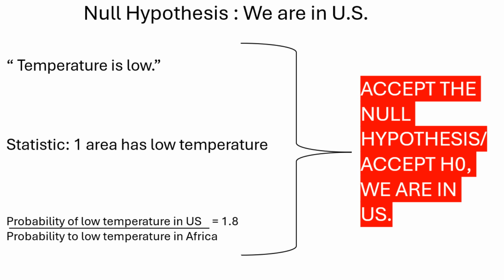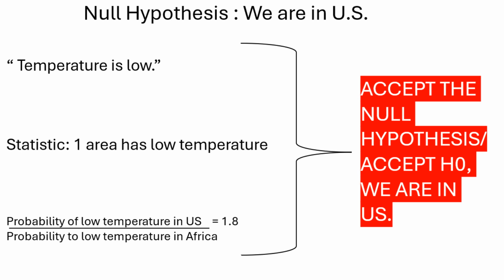In another case, the crux of the data can again be expressed in three different forms. The first is language: the temperature is low. The second is a statistic, which is a representative of the sample, that one area has low temperature, in the form of a digit or number essentially. And the third is the likelihood ratio, that the probability of low temperature in US upon the probability of low temperature in Africa is 1.8. These three statements again lead us towards the same decision, which is to accept the null hypothesis.